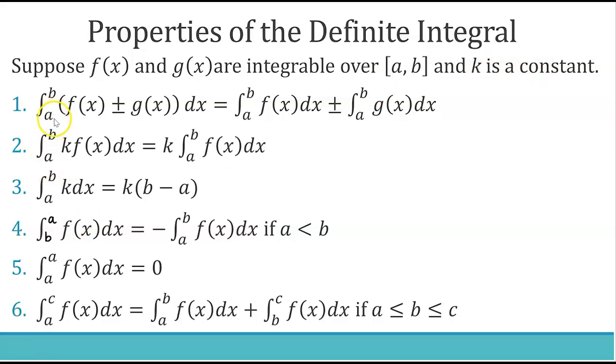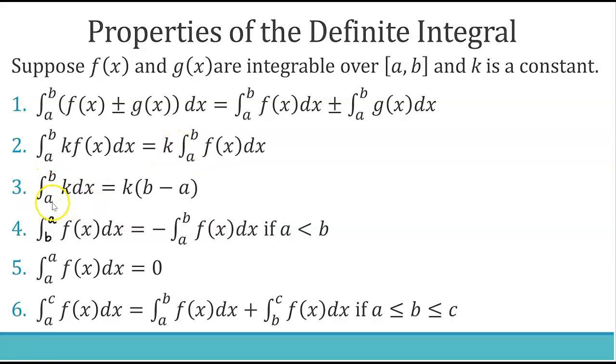If we have the definite integral from a to b of f of x plus or minus g of x in the integrand, we can actually split it up to be two separate integrals, the integral from a to b of f plus or minus the integral from a to b of g. So we can split it up and evaluate each one separately if it makes the problem easier. In number 2, we have the integral from a to b of a constant k times f of x. That's equivalent to pulling the constant out of the definite integral. Assuming that constant is multiplied to the function, we can go ahead and pull it out.